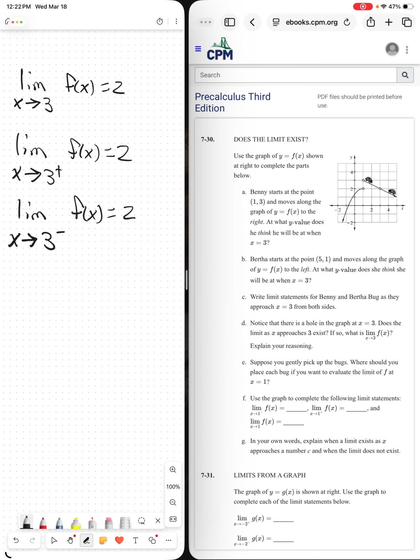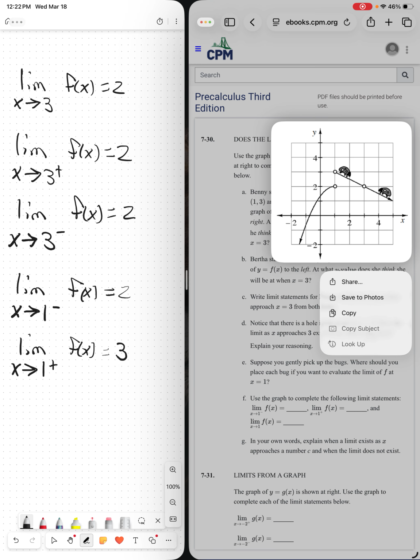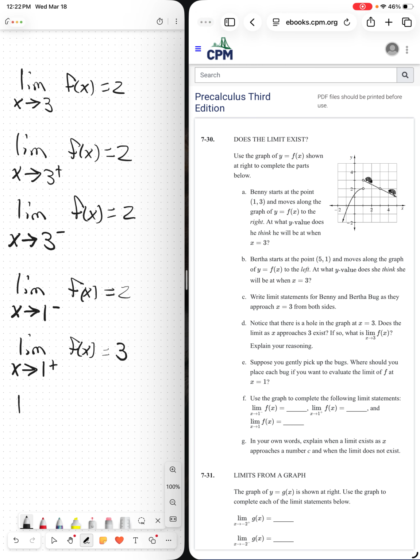Suppose you gently pick the bugs up. Where should you place each bug if you want to evaluate the limit of f at 1? Well, Benny's going to go to the left of 1. Bertha's going to go to the right of 1. So if we look here, now if we look at the limit as x approaches 1 from the left, that would be Benny. He's approaching 2 from the left. Okay? But if we look at Bertha coming from the right, if she's approaching 1 from the right, she's actually approaching 3. So that would be up there. Okay? So the limit, therefore, the general limit does not exist because it's not approaching the same number. So it's not predictable. Okay?